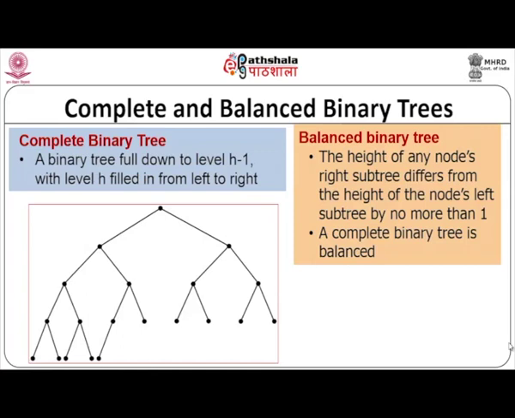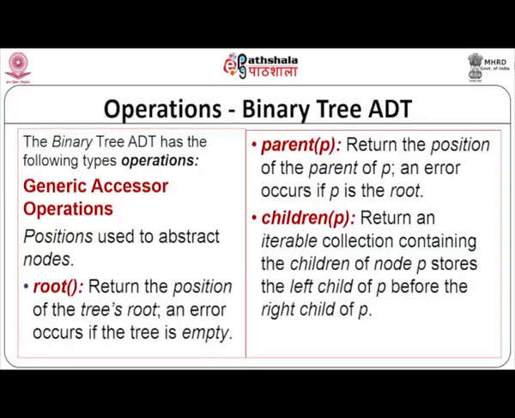Balanced binary tree is another type of binary tree that we have. The height of any node's right subtree differs from the left subtree by at most 1. The difference between the heights of the left subtree and the right subtree can at most be 1. A complete binary tree is balanced, because if you look at this node, the difference between the heights of the left and right subtrees is only 1. So, that is the definition of a balanced binary tree, and a complete binary tree will always be balanced.